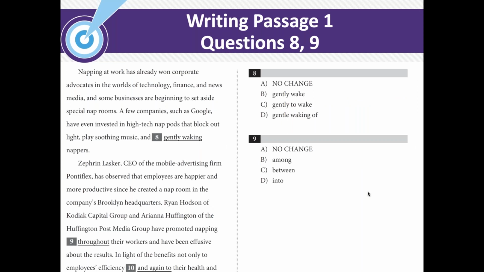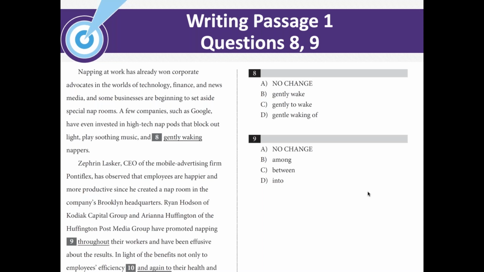Number 8 is going to be just the parallel structure here. So number 8 is going to be B, gently wake. I notice that the other verbs in this sentence are block out, play soothing music, gently wake. Makes sense. So 8 is B.